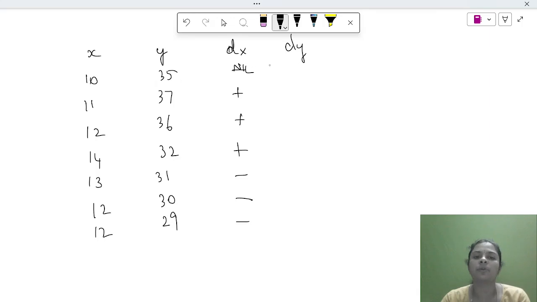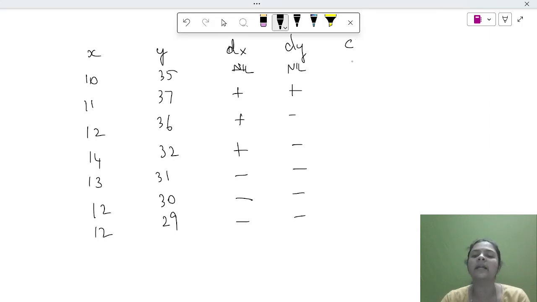Same way we are going to do it for y. The first value is nil. 35 to 37 plus, 37 to 36 minus, minus, minus. 31 to 30 is minus, and 30 to 29 is again minus.